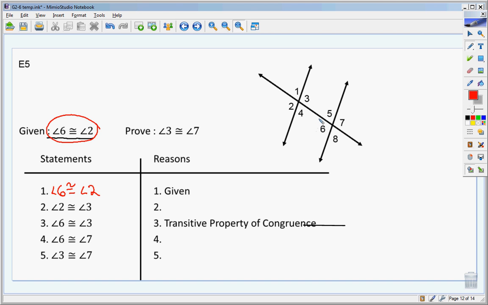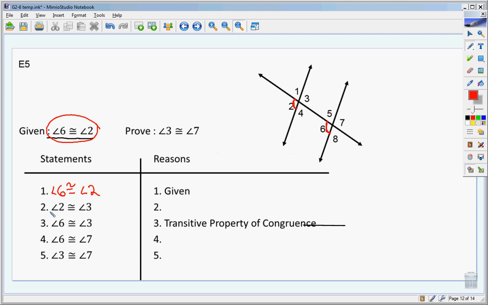Angle 6 is congruent to angle 2. So you notice I put that little curve mark on angle 2 and angle 6, showing that those two are in fact the same. If they give you information about a picture, put that information into your picture. It's going to help you work it out in the end.